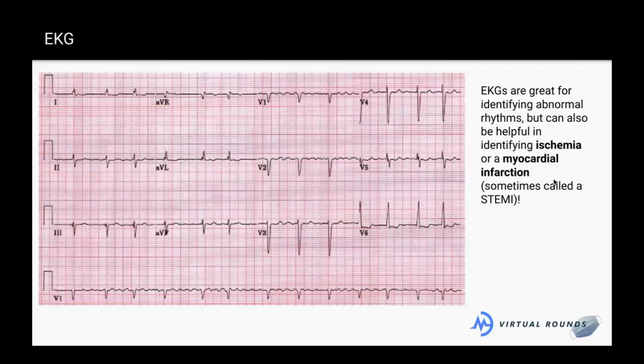EKGs are great for identifying abnormal rhythms, but can also be helpful for identifying ischemia, like in a STEMI. So that's, like I said before, this ST segment, which is right here at the end of this complex, will be up here in a tombstone pattern if we have an ST elevation MI, or a STEMI. And so that's a good way to quickly screen for heart attack. We do other tests as well, but that's a good quick one. So EKGs are super helpful for a ton of things.